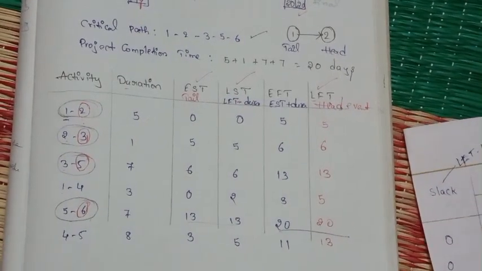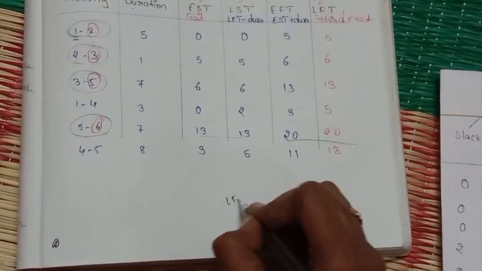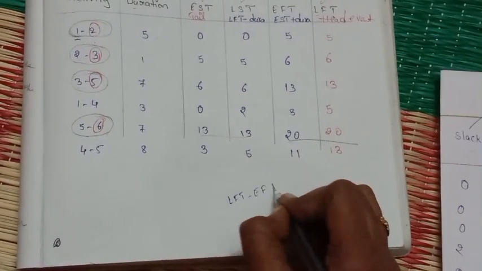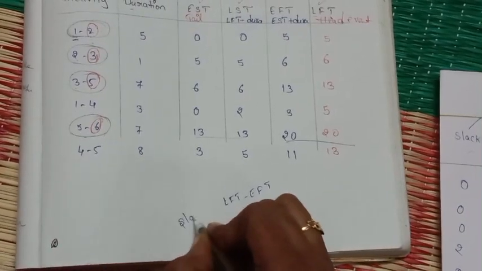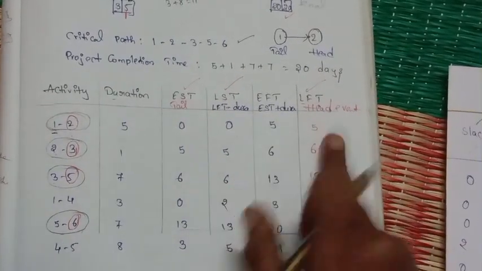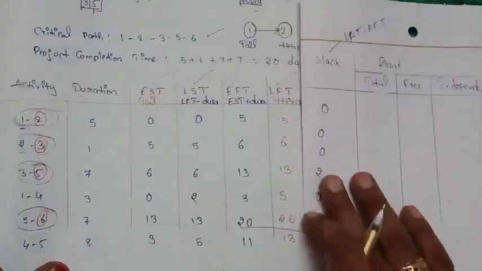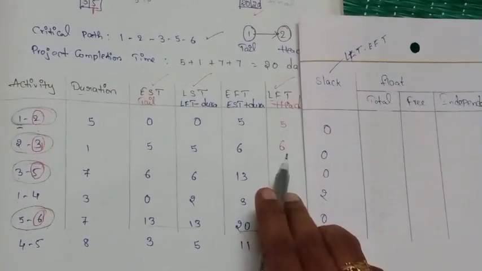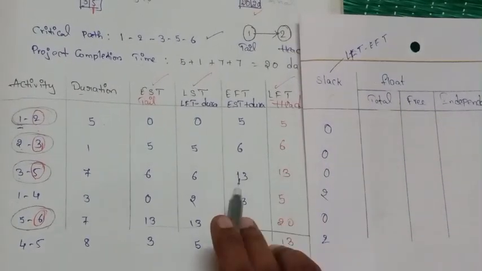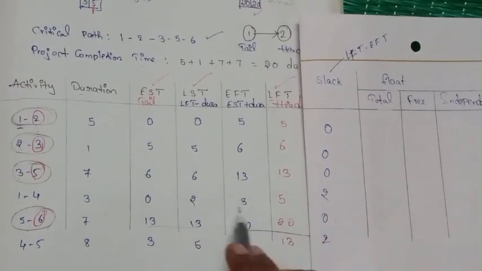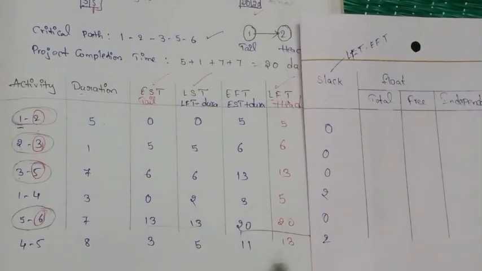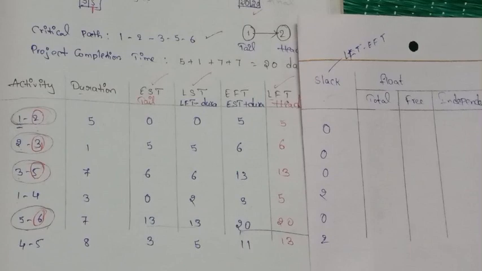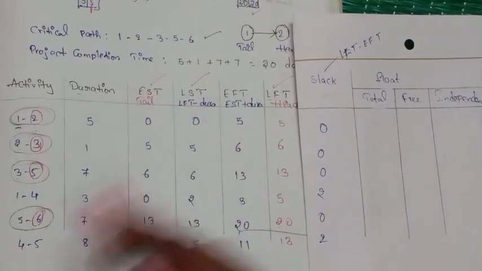For finding slack value, the formula is LFT minus EFT. Slack equals LFT minus EFT. So you need to subtract EFT values from LFT values. See this, I have just written the answer here. 5 minus 5, 0. 6 minus 6, 0. 13 minus 13, 0. 5 minus 3, 2. And 20 minus 20, 0. 13 minus 11, 2. So these are just subtracting EFT values from LFT values.